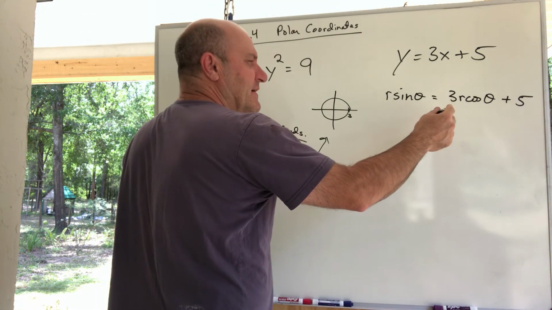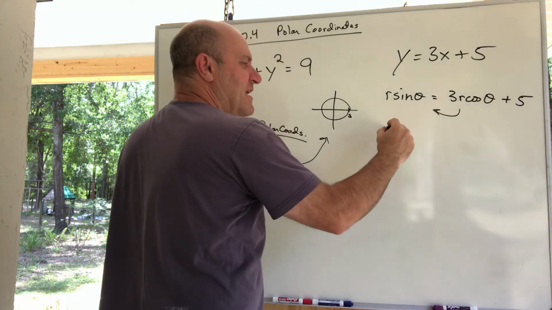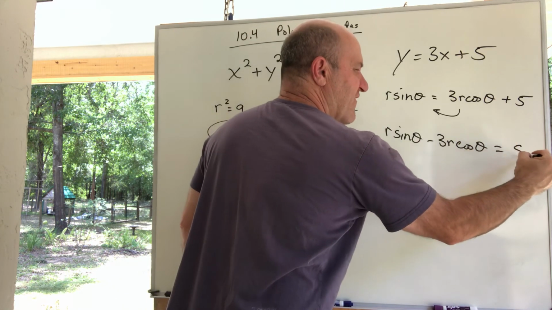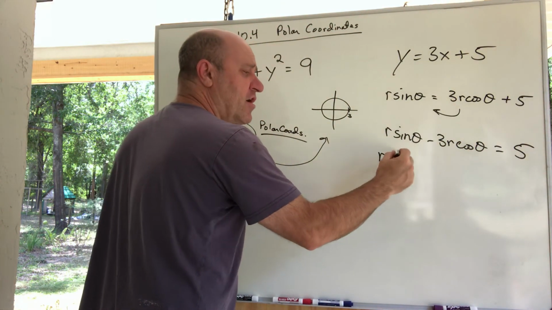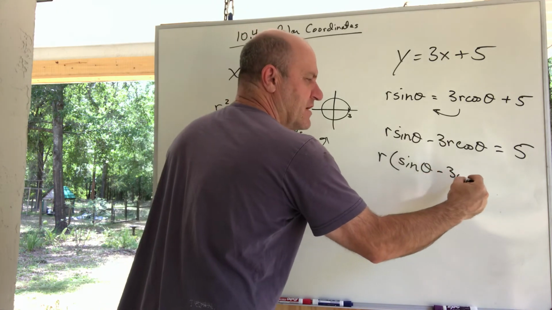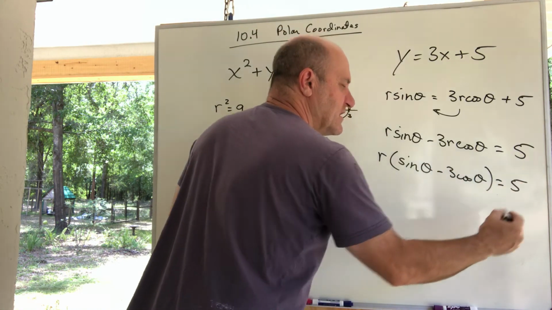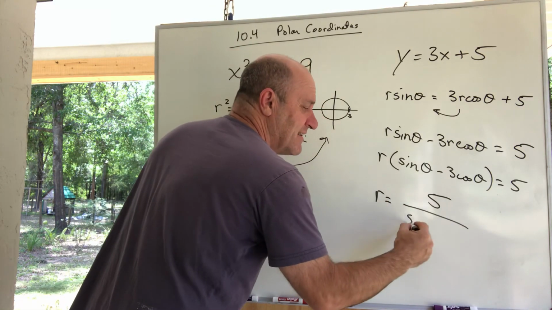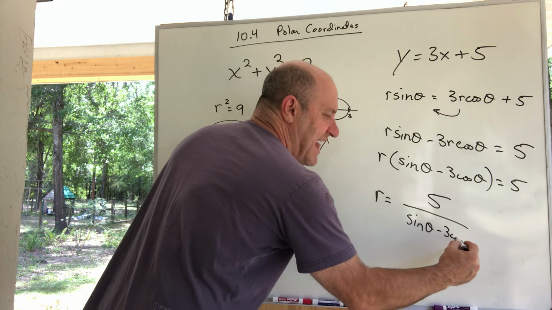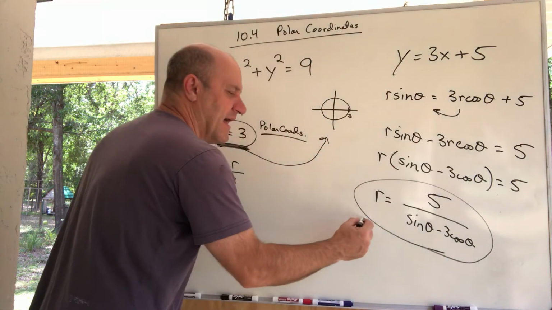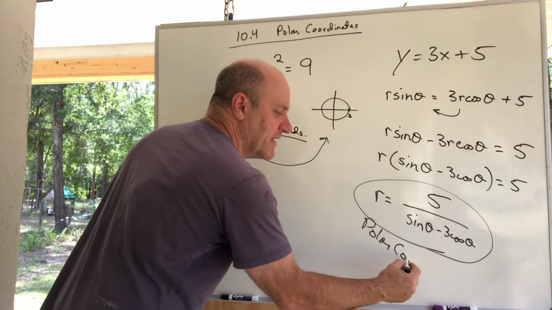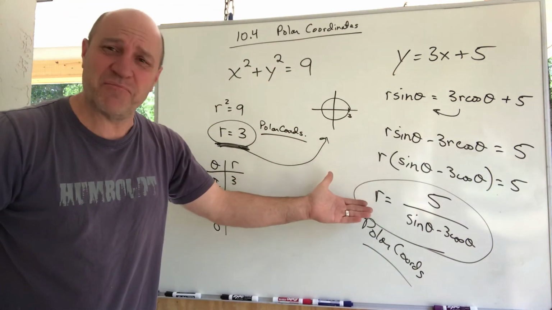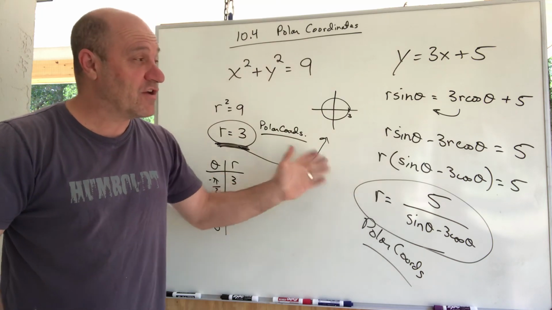Let's see here. I'll subtract this to the other side. R sine theta minus 3r cos theta equals 5. Factor out the r. Sine theta minus 3 cos theta in parentheses equals 5. Divide by that, so to solve for r, this is your equation of a line in polar coordinates. It is that line. So maybe lines are better in rectangular coordinates. Maybe they're not so fun in polar coordinates, but they work. You can convert back and forth.